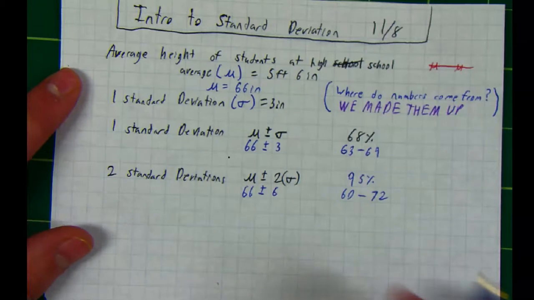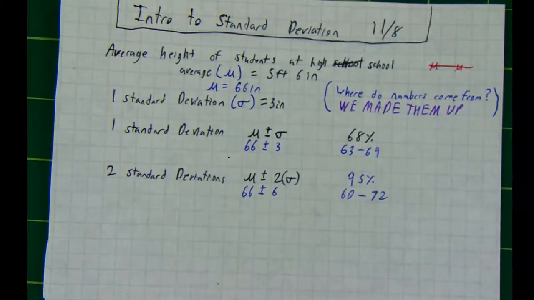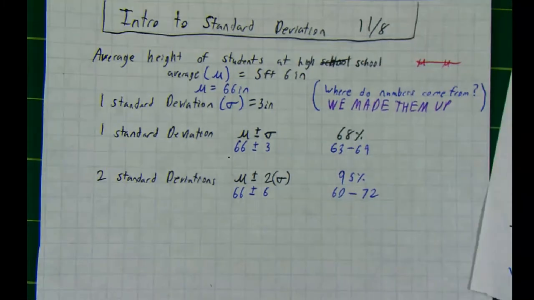Where am I getting these numbers from? 68 and 95 are constants with standard deviation. 2 standard deviations, if you calculate it, will always be 95% of whatever you calculated. The rule is 2 standard deviations represents 95% of the numbers.